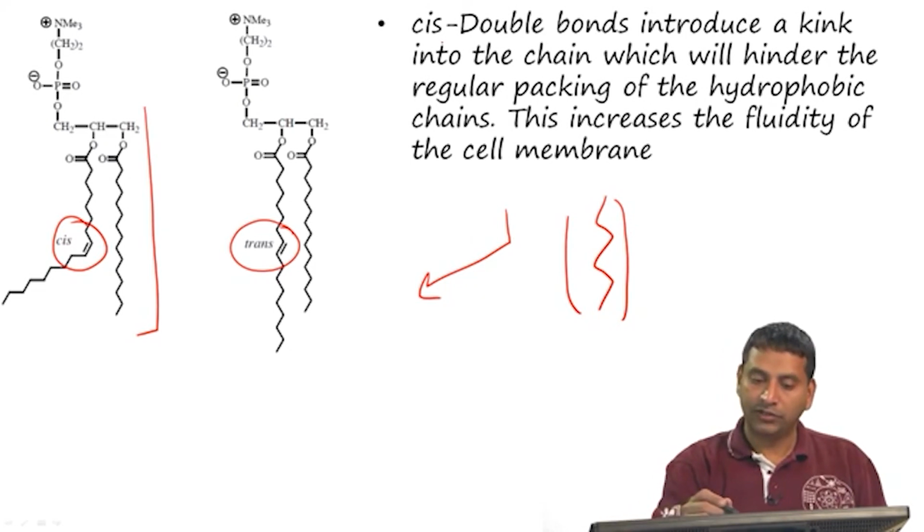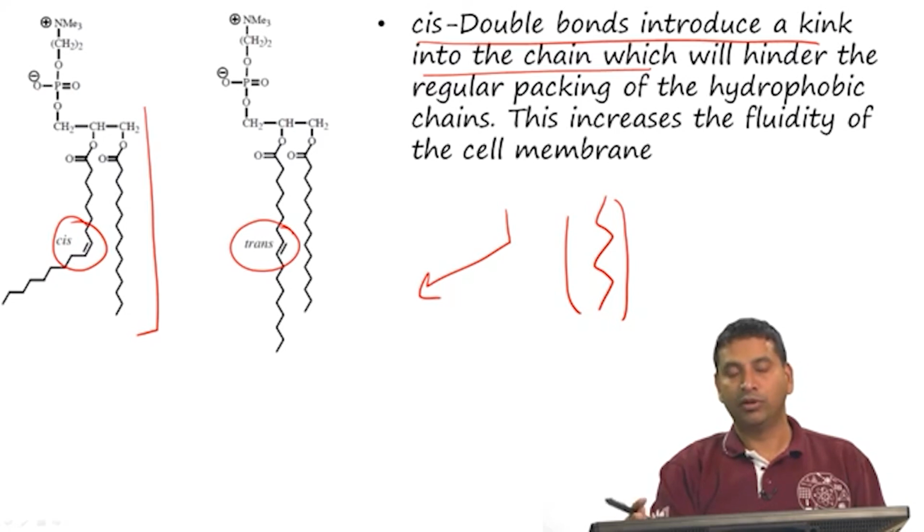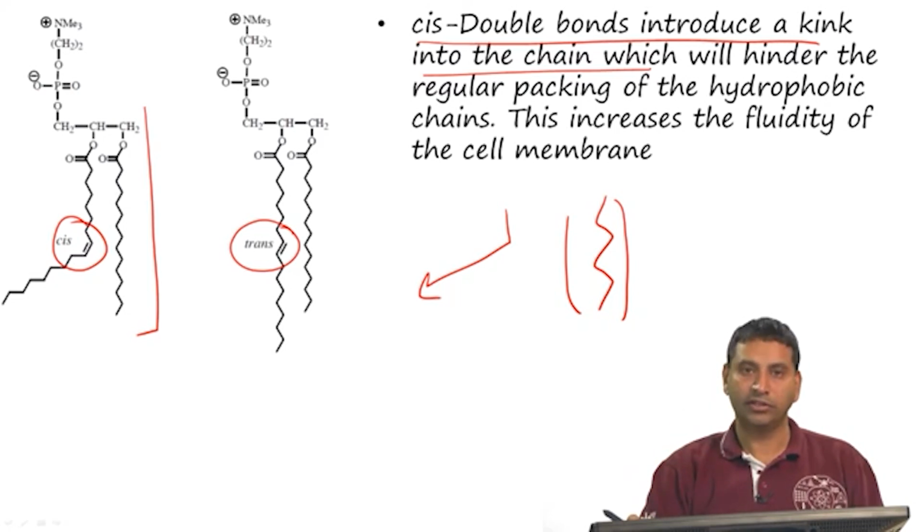So, therefore, the cis double bond introduces a kink in the alkyl chain, which will hinder the regular packing of the hydrophobic chain and increase the fluidity of the cell membrane.